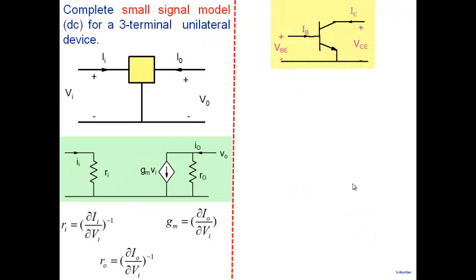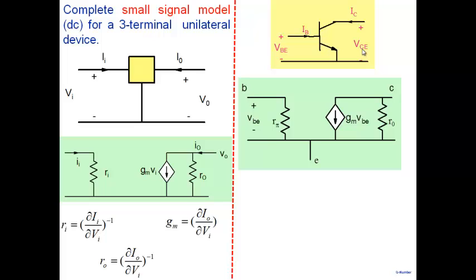So let's come back to a bipolar transistor. It's similar. From the input side, we have the base current and the base emitter voltage. From the output side, we have the collector current and collector emitter voltage here.